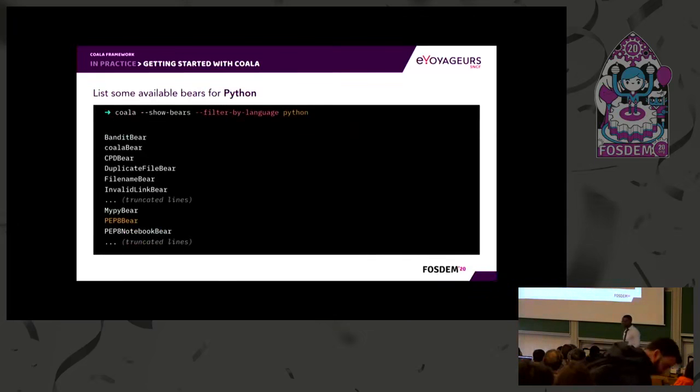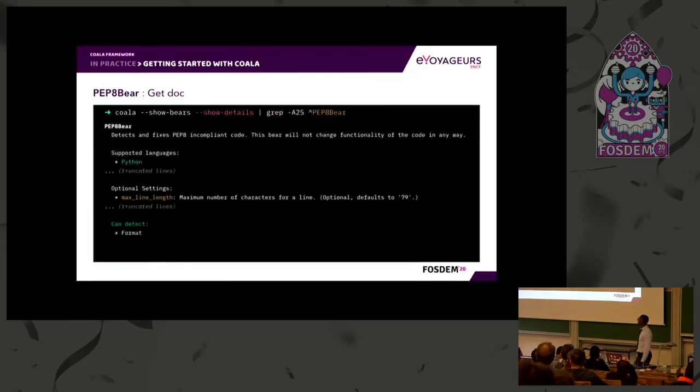So I want to analyze my code written in Python. I will list the bears available for Python. Here I choose the Pep8 bear, for example. I don't know much about it, so I get some documentation on how to use it. And I see we also have optional settings, how to set the configuration for the bears, and what the bears can do. The bears can detect formatting and can fix formatting.